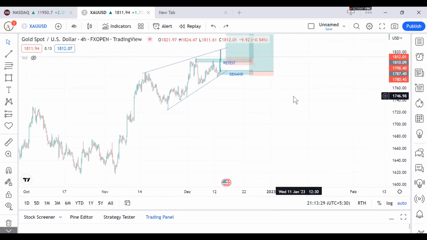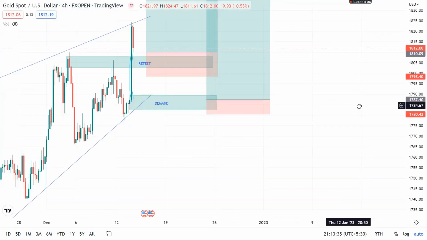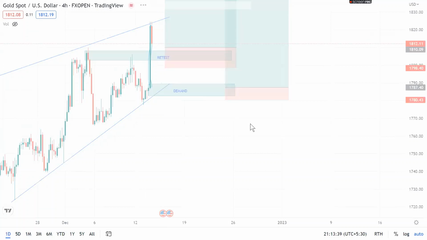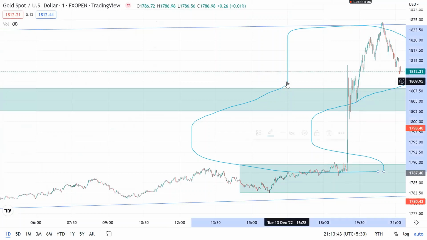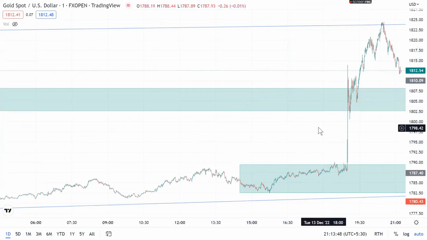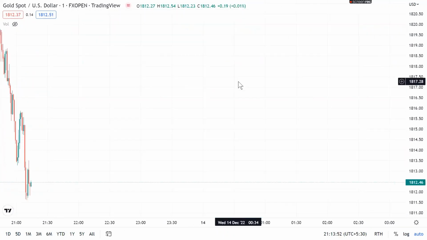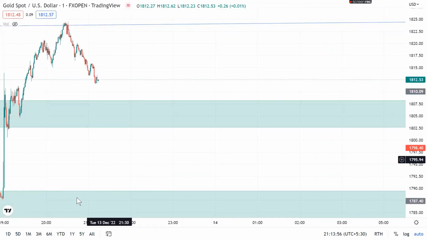So yeah, guys, this is how I'm expecting the market to play out on this pair. If you have any questions about this pair, or you'd like to say something, you are welcome to do so.